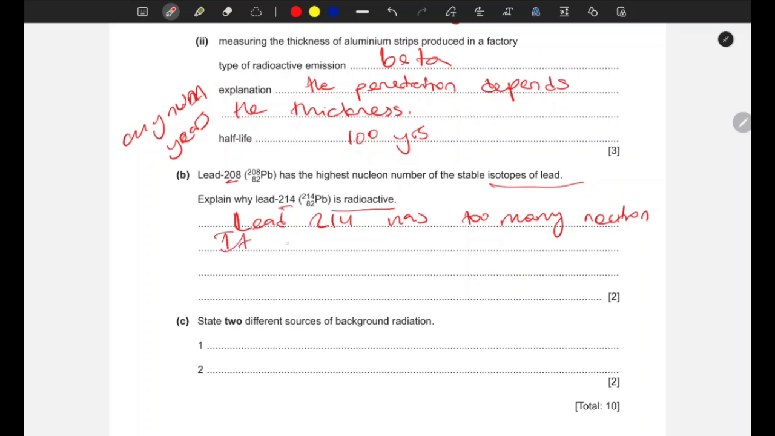So it has to decay to reduce the neutrons. Because what happens in a decay is that the count rate decreases by half. So every time it decays, the number of neutrons is reduced.